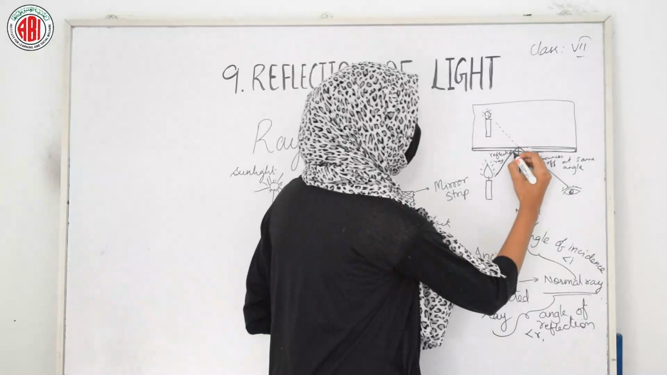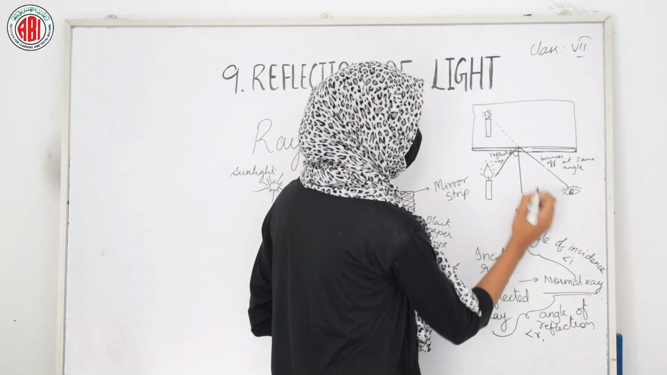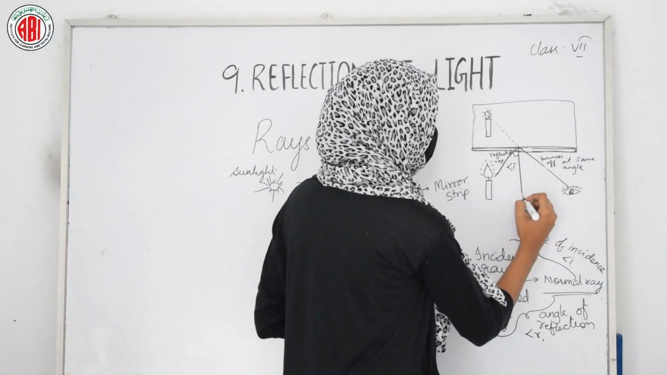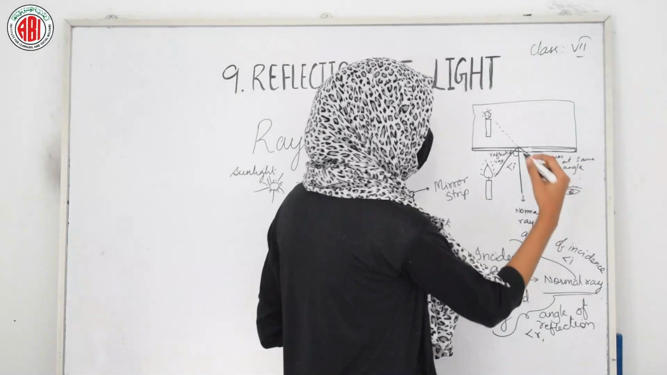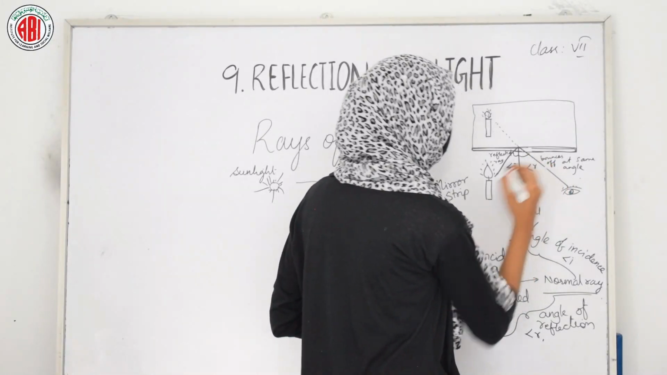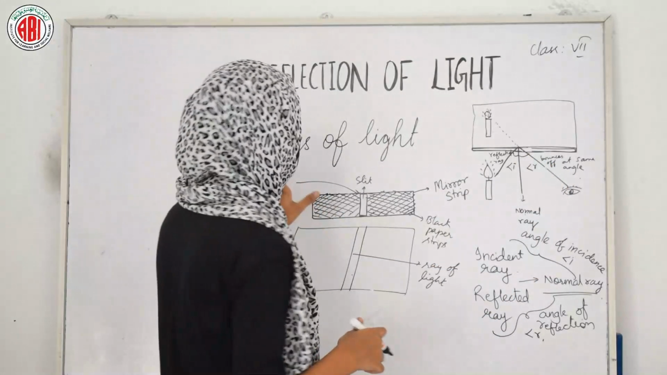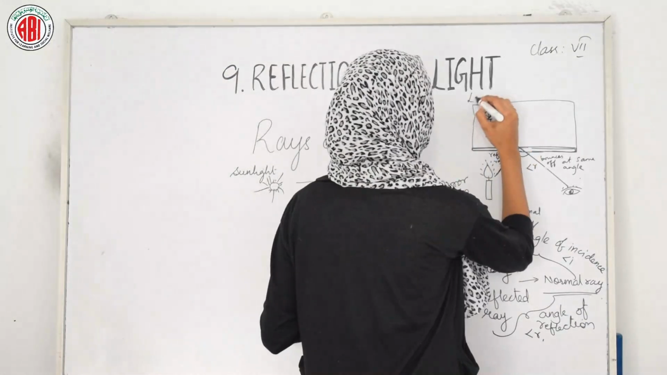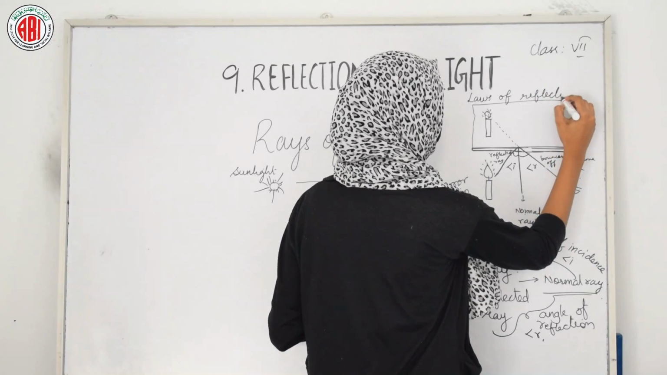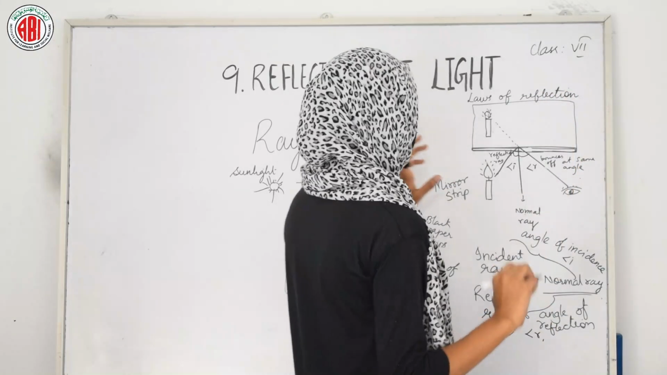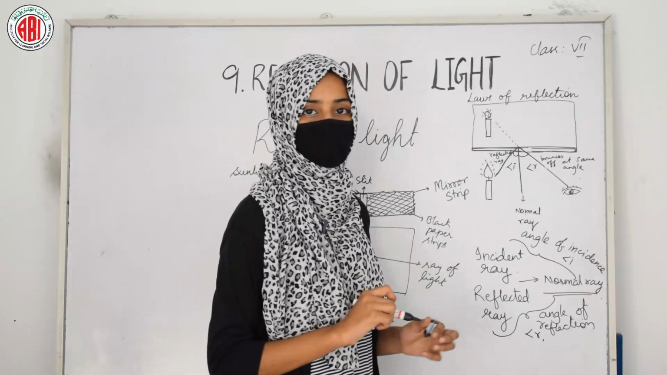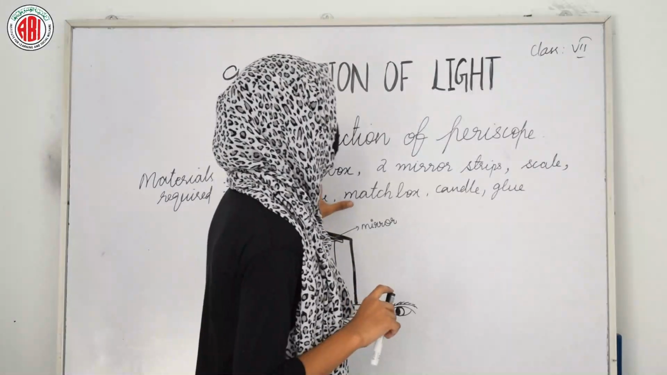So the angle between the incident ray and the normal ray is called the angle of incidence, and the angle that appears between the normal ray and the reflected ray is called the angle of reflection. So this is about the rays of light, and this explains the laws of reflection, in which we have discussed the two angles, the angle of incidence and the angle of reflection. Now let us learn about the construction of a periscope.